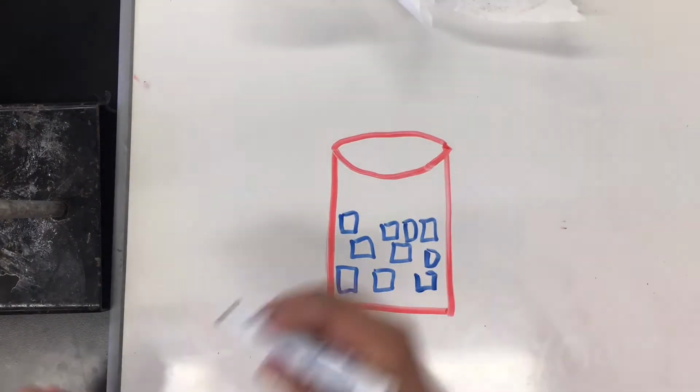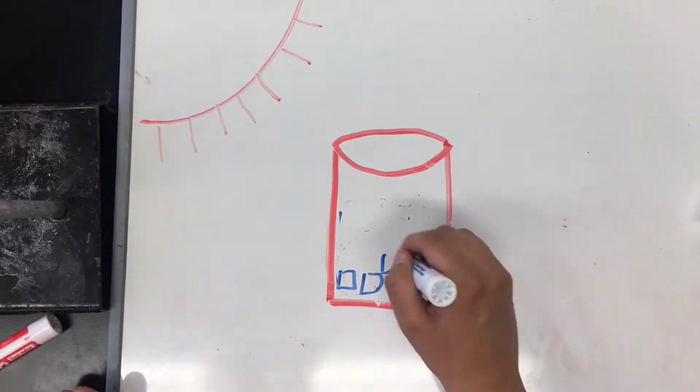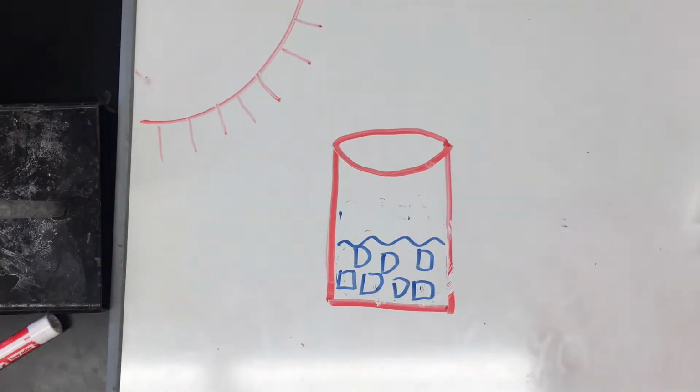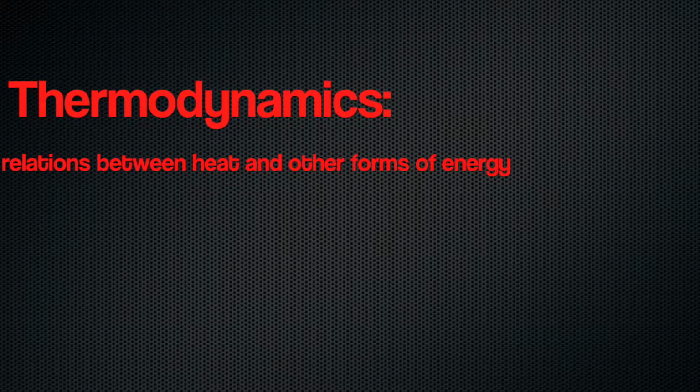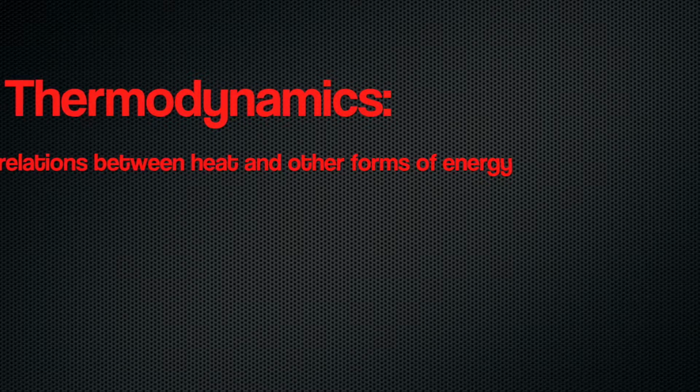You have ice in a cup, it's hot outside, you realize your ice starts to melt. After a couple minutes, your ice completely melts. This is due to thermodynamics, which is the relationships between heat and other forms of energy.